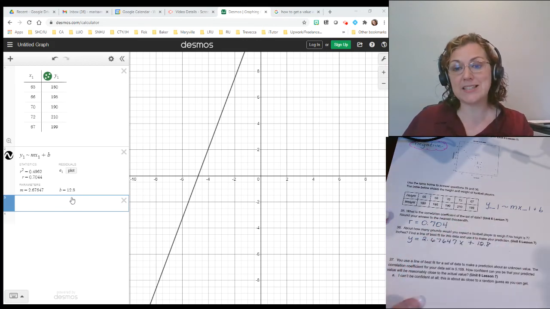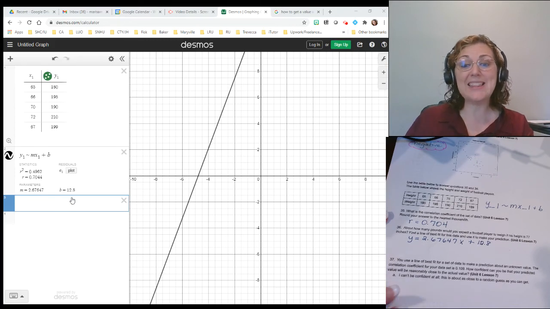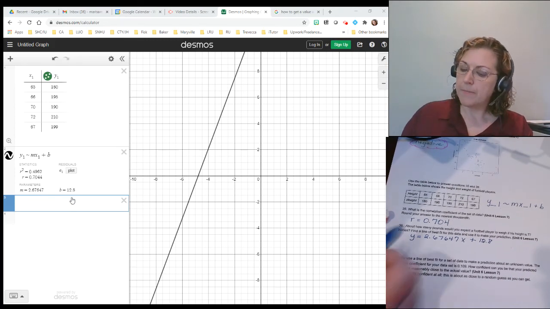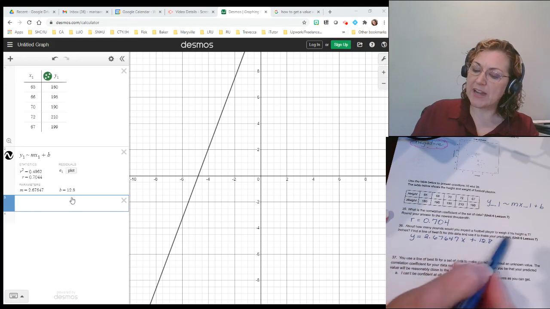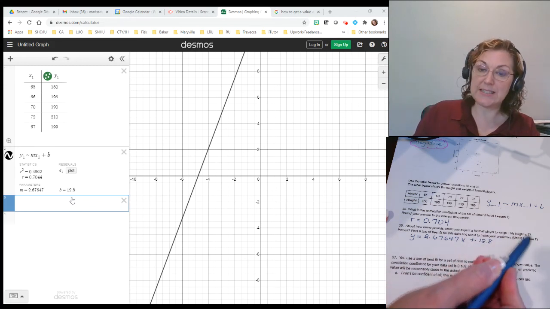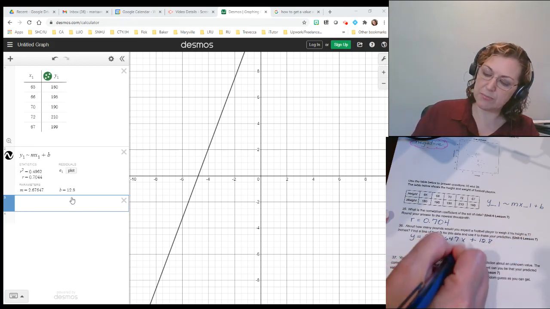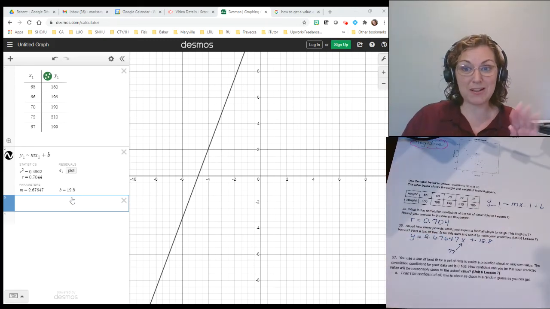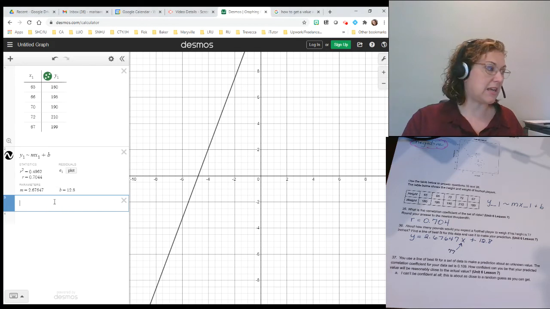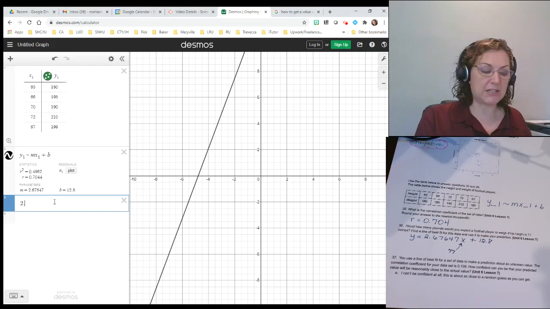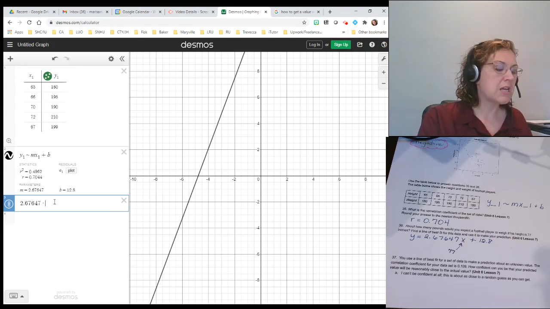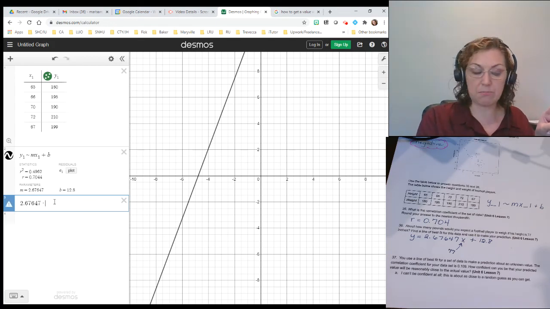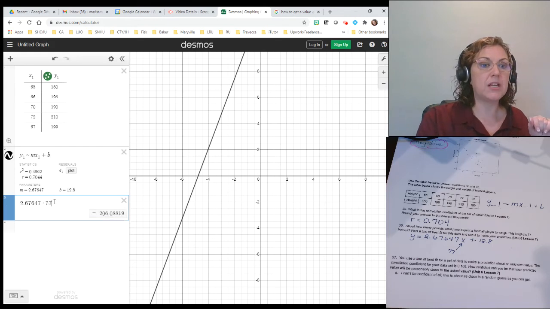Now, number 36 is saying, okay, now with using that line, how much would you expect a football player to weigh if he is 77 inches? So what we're trying to do is put in 77 here for X. Now, friends, again, remember, I'm going to let Desmos do the heavy lifting. So watch how I type that in. I literally type my 2.67647, that's my slope, times the height of the football player, 77, and then plus my 12.8.